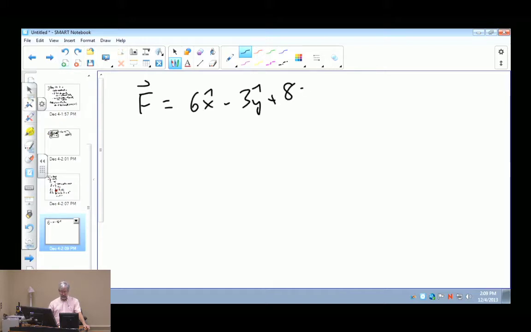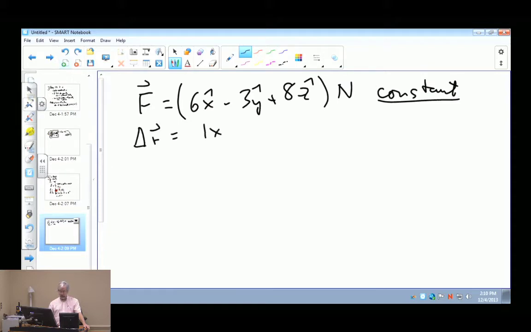Okay, question here. Let's go ahead and do this one. Here's the force, and it's a constant force. Note that the force does not depend on position or time or anything. It remains constant. And the displacement is equal to this vector.